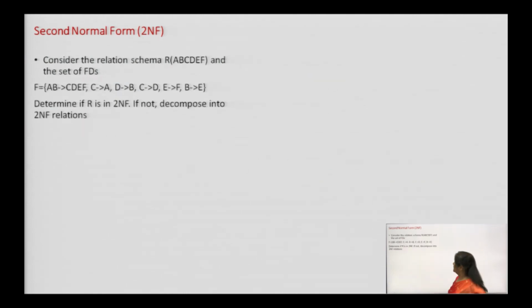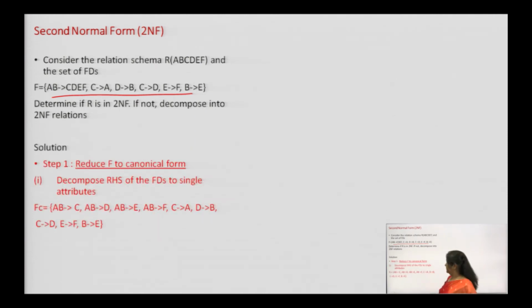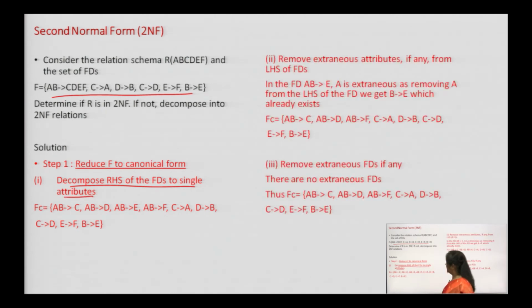Let us take up this example again. Given the schema R(A, B, C, D, E, F) and the set of functional dependencies over here, determine if R is in 2NF, and if not, decompose into 2NF relations. So, quickly we will find out the canonical form. We already know how to do it. Decompose the RHS into single attributes. We have done this over here.